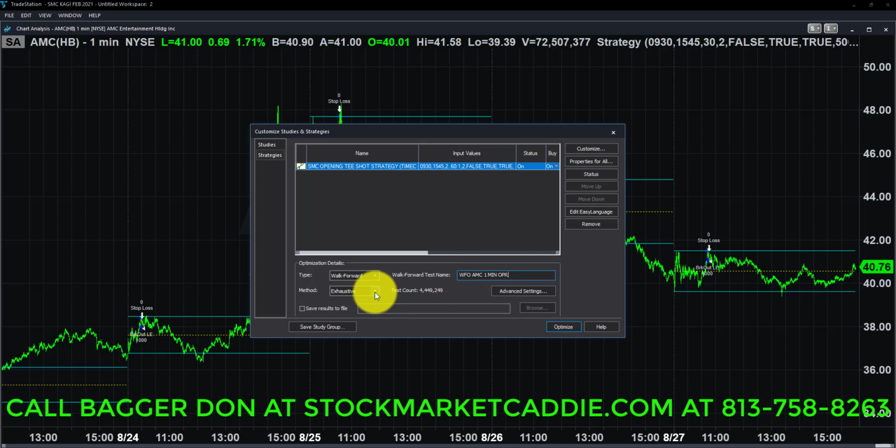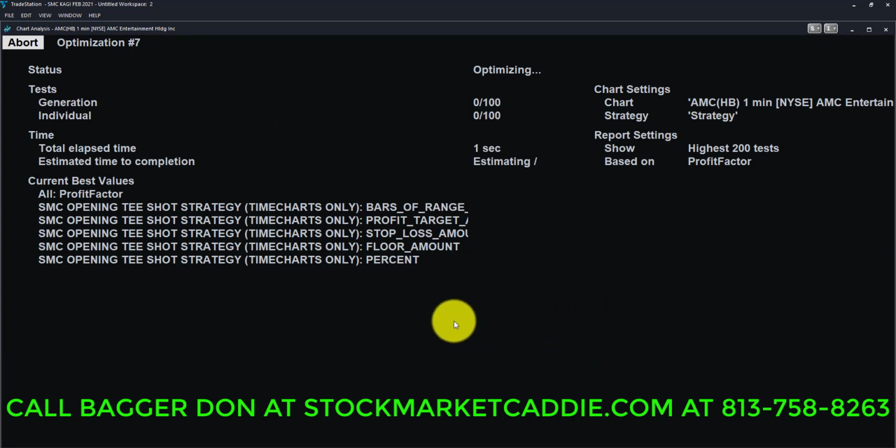Now, even though I got a pretty fast computer, that could take hours to run that many tests. So I'm going to drop this down to something called genetic, and I'm going to hit optimize. And now the computer is going to run through all those permutations. Isn't that crazy? And it's going to save that file. It's going to save that file for me because I know what you're thinking.